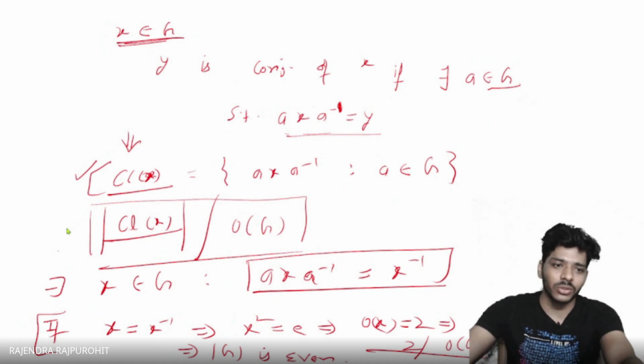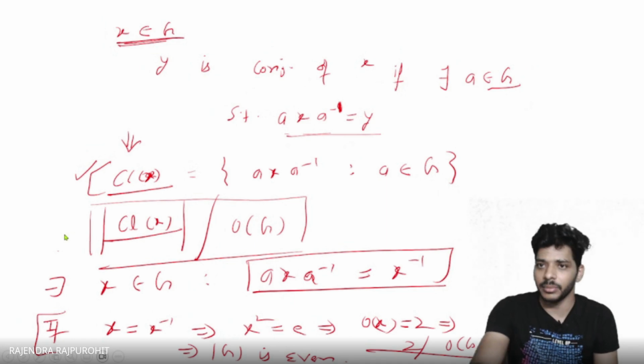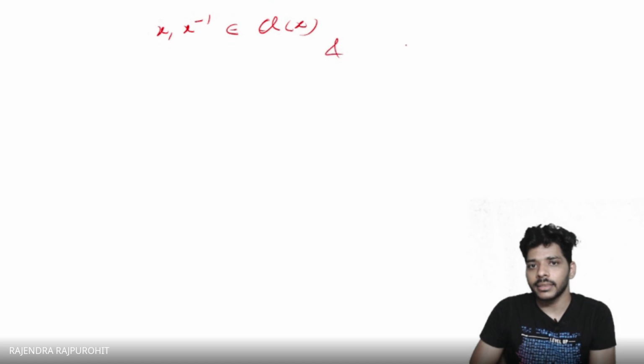Let's say, what if x is not self-inverse, and there is an element which is the conjugate of its inverse. So now we have x and x inverse belong to class of x, right? We also have a result that the cardinality of a class, the number of elements in the class, divides the order of the group.